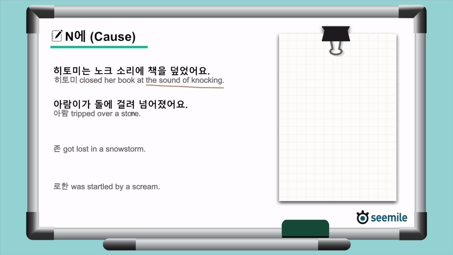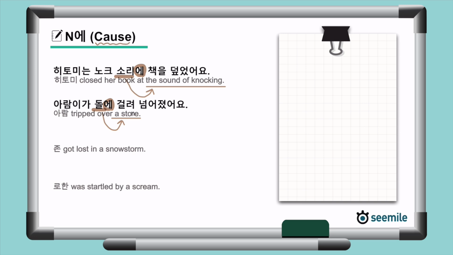In the video, why did Hitomi close her book? Because she heard the sound of knocking. Next, Aram tripped over a stone. In this situation, what did Aram trip over? The stone. In both two situations, what do the words before the particle 에 have in common? They indicate the reason why the event happened. Yes, the particle 에 can indicate that the preceding noun is the cause of the event.